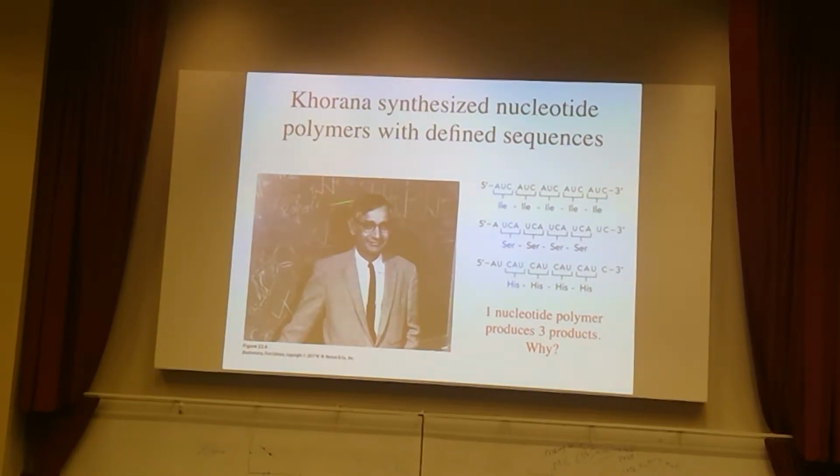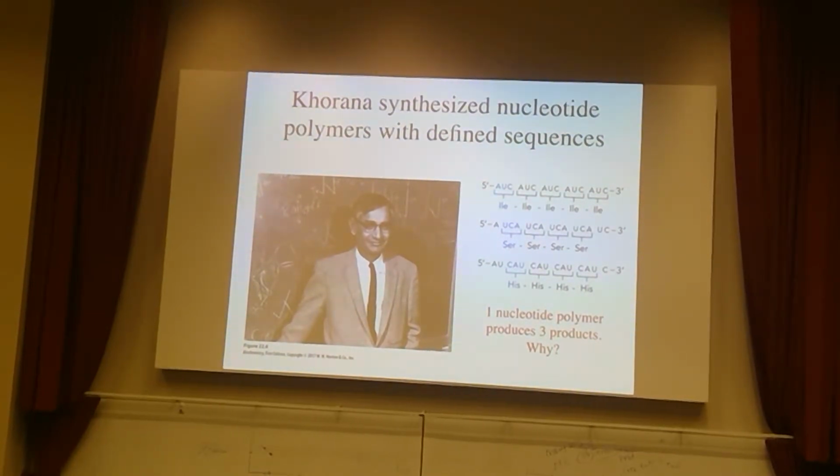So here's the guy, Har Gobind Khorana. This guy came from unbelievably humble roots in India. I think he worked at the University of British Columbia and then the University of Wisconsin and ended up at MIT, if I'm not mistaken, and he died only just a few years ago. And this really illustrates why one defined message gives you 3 different products. It's because the reading frame in these cases is ambiguous.